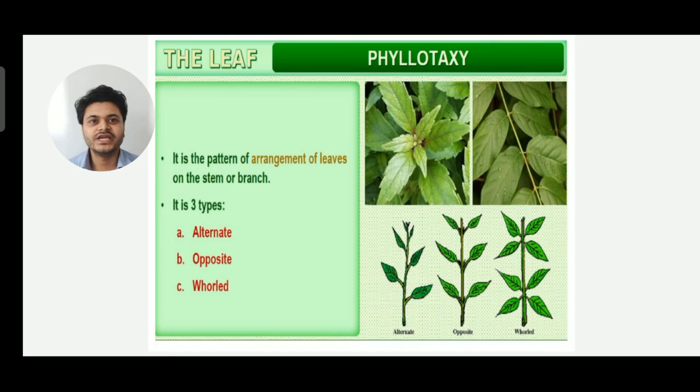Now moving to phyllotaxy. So what is phyllotaxy? The arrangement of leaves on a stem or branches is called phyllotaxy. Phyllotaxy is of three types: alternate, opposite, and whorled. Alternate means in a fashion one after another. Opposite means opposite. Whorled means in a circular pattern. All the diagrams are given below. You can see.